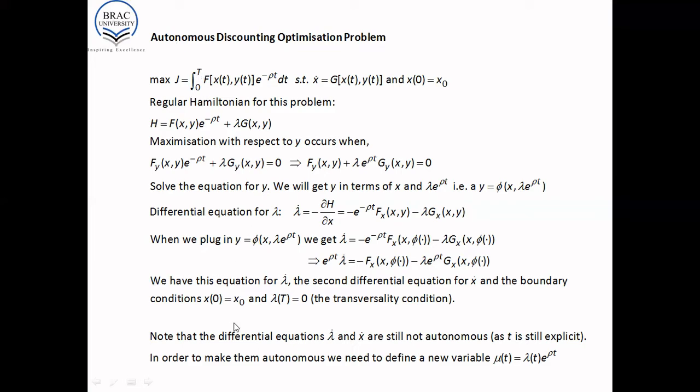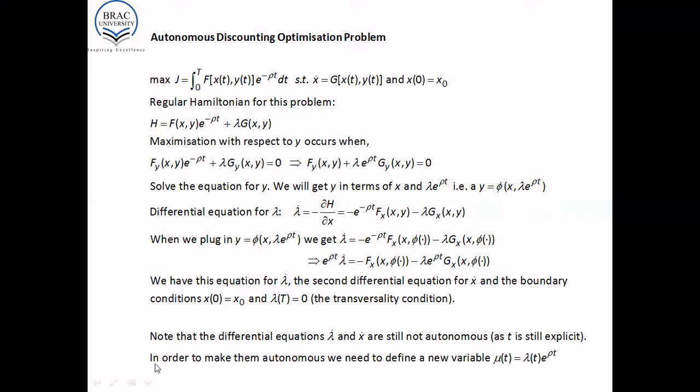Note that the differential equations lambda dot and x dot are still not autonomous, right? Because t is still explicit. You see, t is inside this phi. Phi has a lambda e to the power rho t. This is an explicit function of t, right? Here we have another e to the power rho t. This is an explicit function of t, right? So since t is still explicit, lambda dot and x dot are not autonomous.